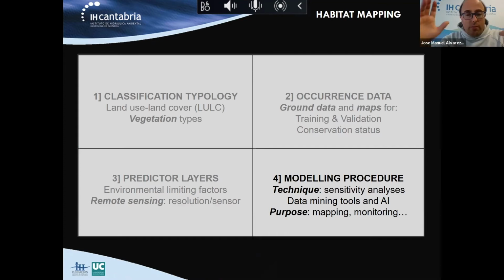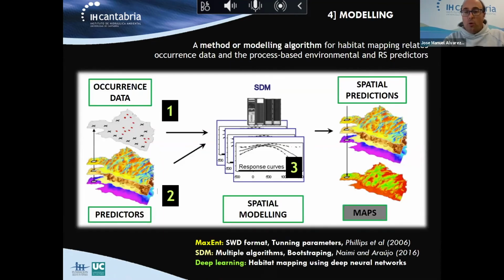And finally, for ending up with this more technical block, we have to make the models. Okay, so we have the occurrence data, we have the predictors, environmental predictors, remote sensing, different resolutions, everything corrected and well designed. Hopefully, we have an operational system that does everything for us, that somebody had to work on before.